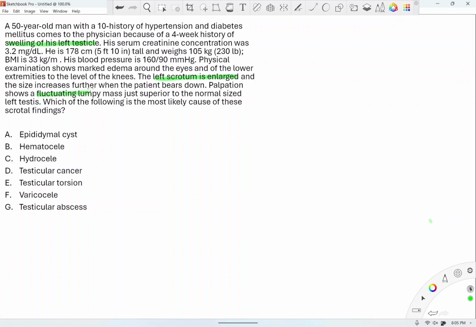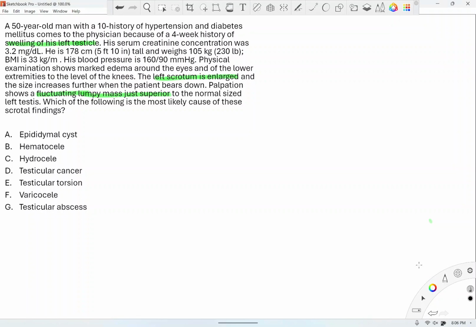So, a fluctuating lumpy mass just superior to the normal-sized left testis. So it's telling us the testis itself is normal. There's a mass that's fluctuating and lumpy above the testis. Which of the following is the most likely cause of these scrotal findings? Okay, so let's see which of the following could be this mass.